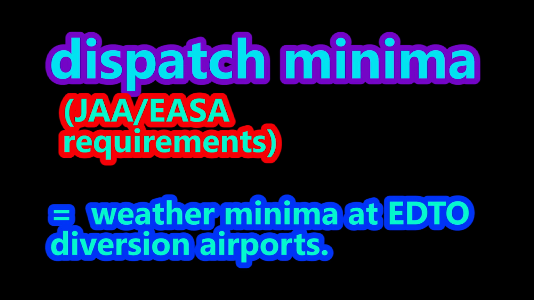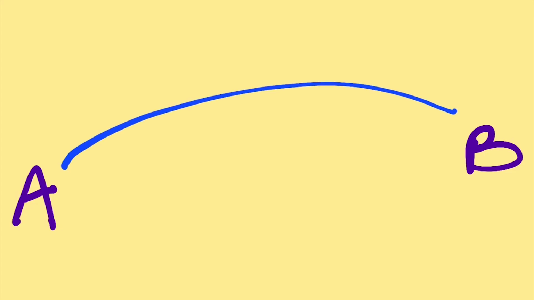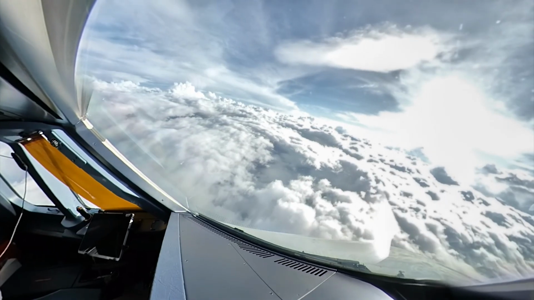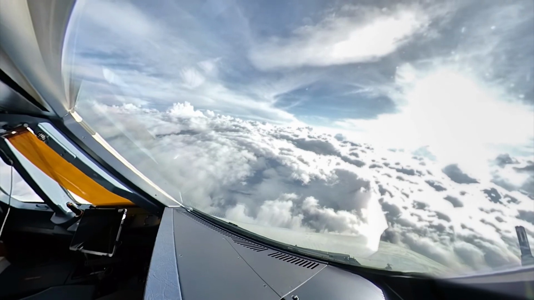Before you depart, your dispatch weather minima is your weather minima at EDTO diversion airfields. So once you are flying, before entering the EDTO segment, obtain the weather forecast of the diversion airports. This time, use the actual airport minima and not the dispatch minima. If the forecast is below the airport minima, then choose another suitable airport or reroute.